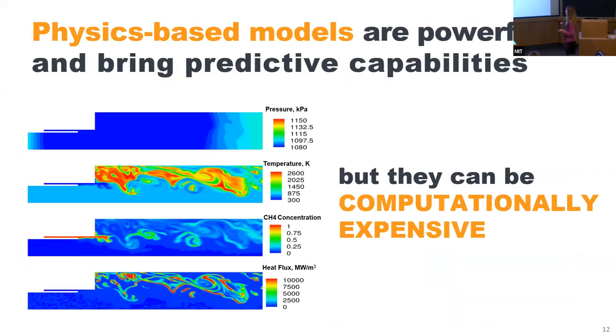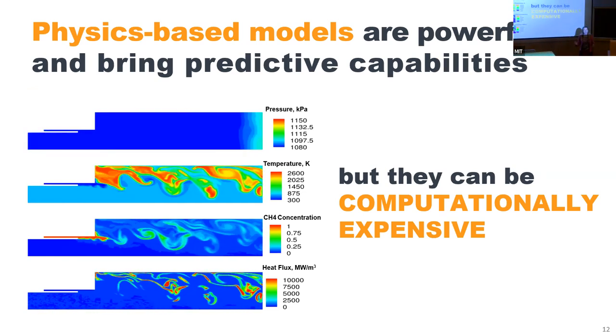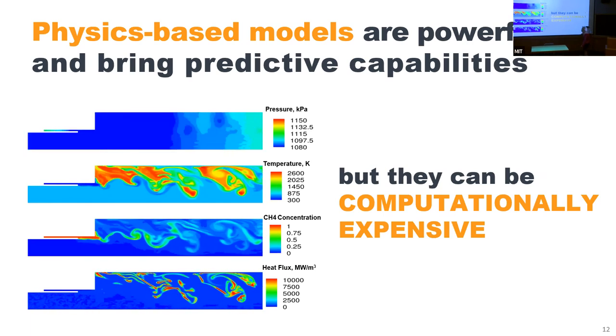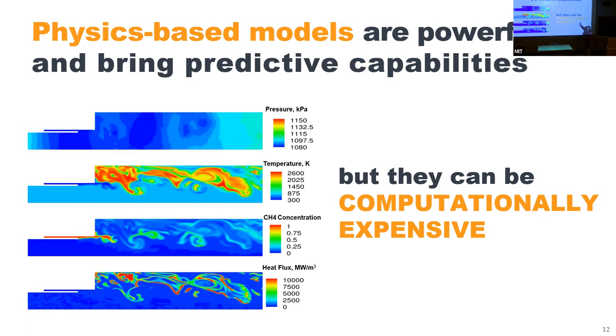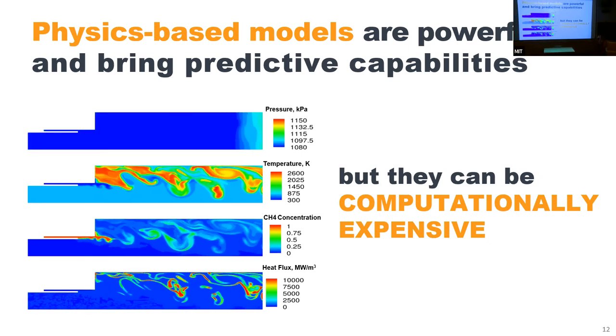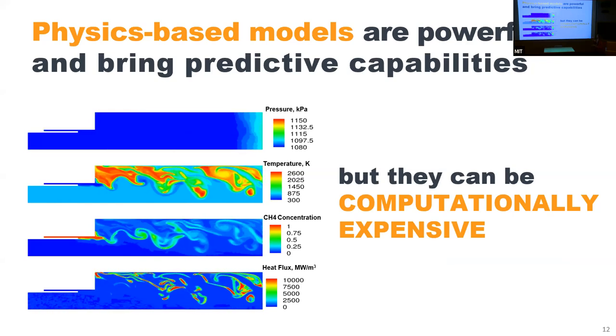Okay, so physics-based models are wonderful. This is one of my favorite things. They bring predictive capabilities, but of course there's a huge catch, which is computational expense. Right? It's not so simple as just get these governing laws, discretize them with your favorite method, get your favorite high-performance computing system, and off you go.